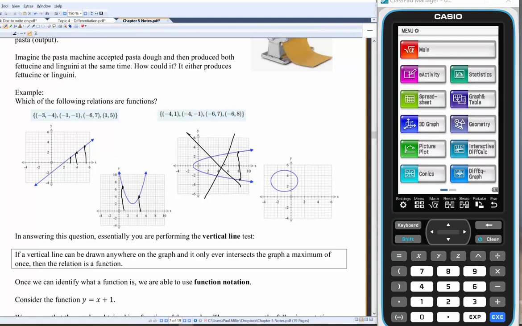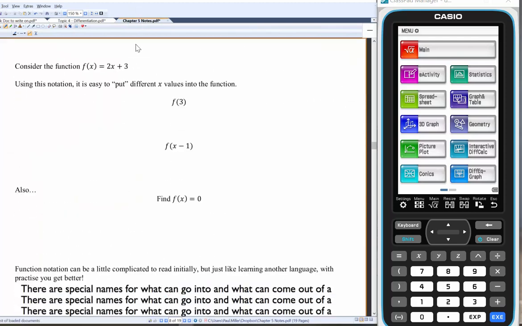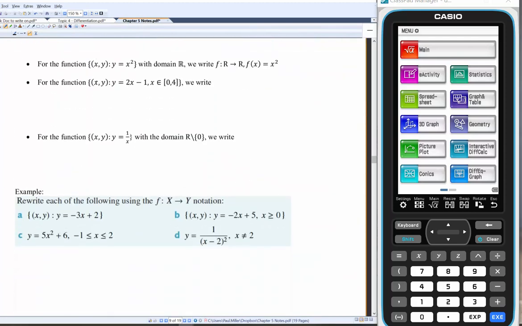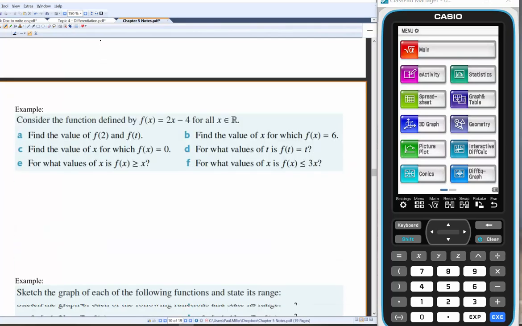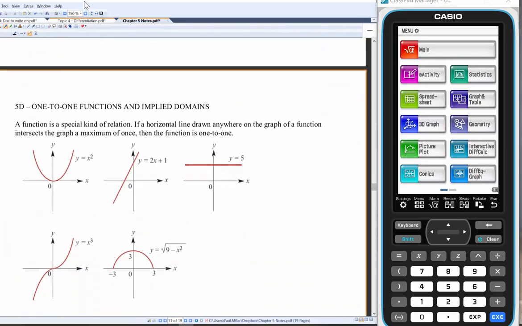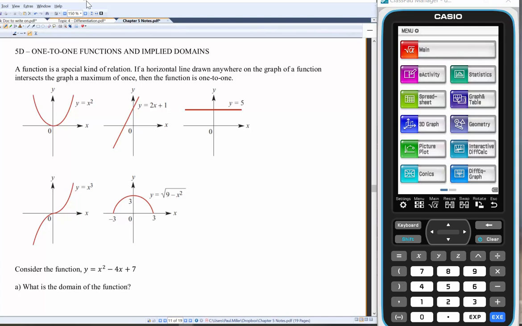And remember that what we were doing was essentially doing what's called the vertical line test, okay? And the vertical line test is if I draw a vertical line through the graph, do I hit only one y value given an x? So today what we're going to do is extend our understanding of functions and look at this thing called a one-to-one function. So one-to-one functions and implied domains is our topic for today.